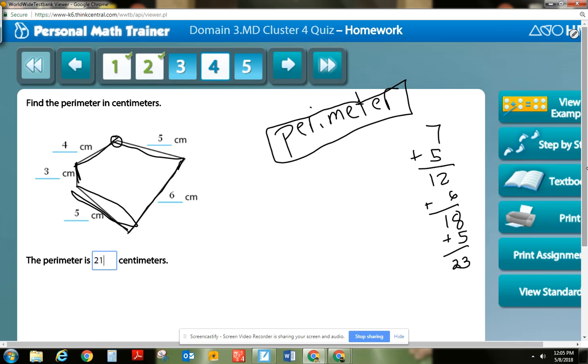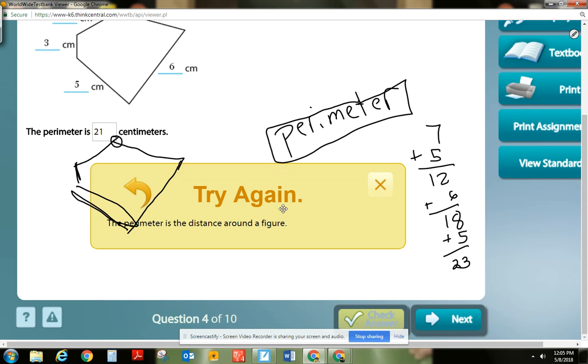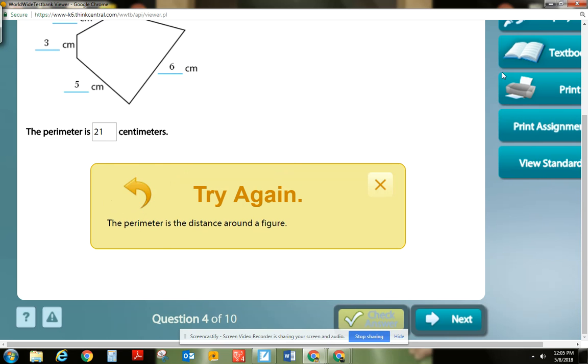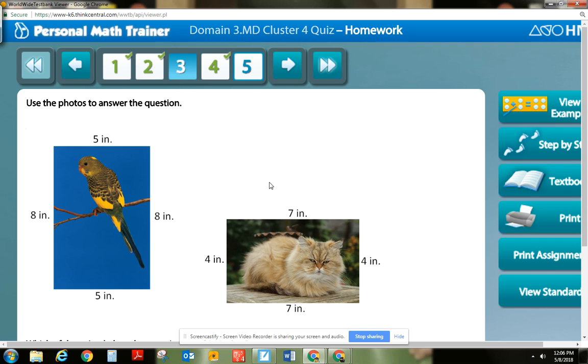I'm going to actually show you the incorrect answer. So when I check answer, it'll say try again, and it gives you a little bit of a hint here. It says the perimeter is the distance around the figure. All right, so I go back and check it. Fixed it. Sweet.